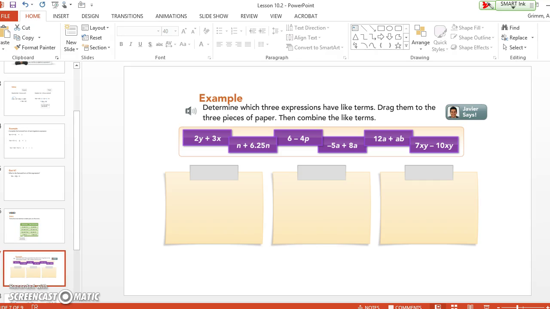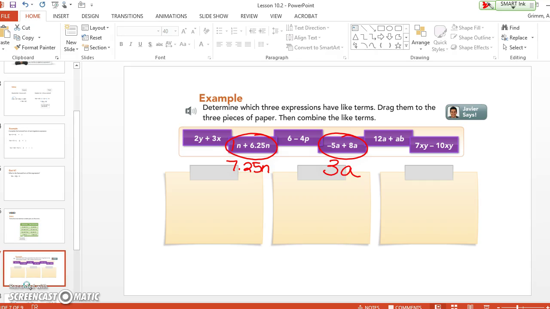Okay, so first one that has like terms is this one right here. So n plus 6.25n. If I would add those two together, there would be an imaginary 1 that sits here, and I would just add it together, and I would get 7.25n. All right, the next one that has like terms is the A's. They both have an A behind them, and I could just add those together. So negative 5 plus 8 is a positive 3A.